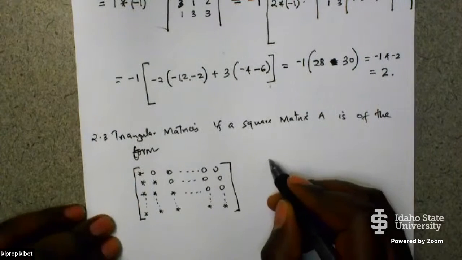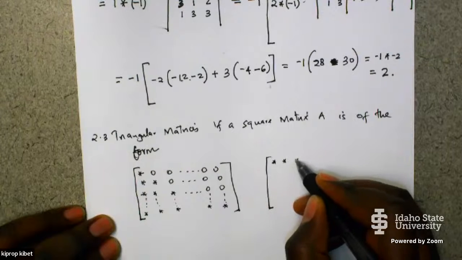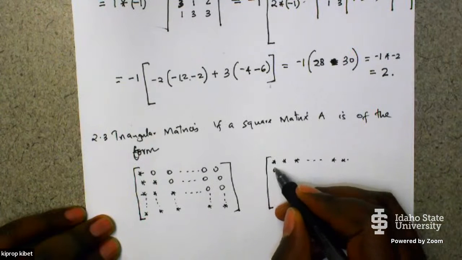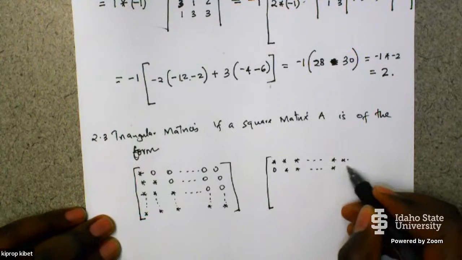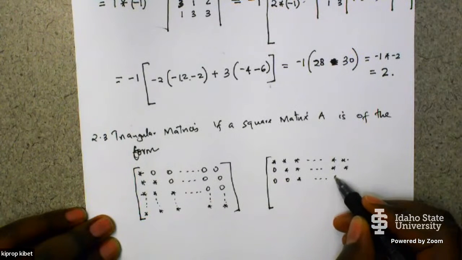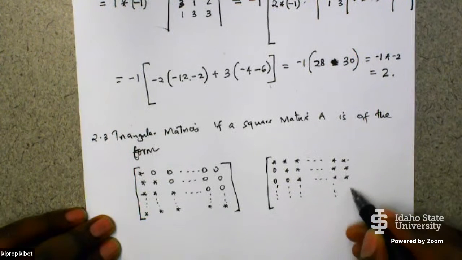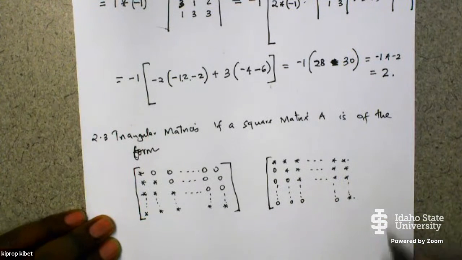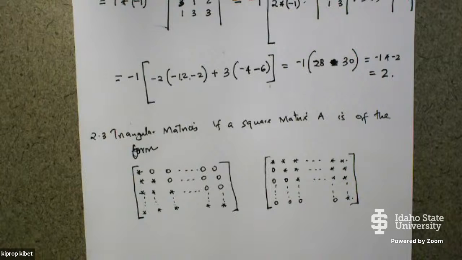And we can also have this. So we can have values there. You have 0 here. Then we have 0 here, 0 here. Then we continue like that. Then we have 0, 0, 0, 0, and then the last value there. So this is what we call the triangular matrix.